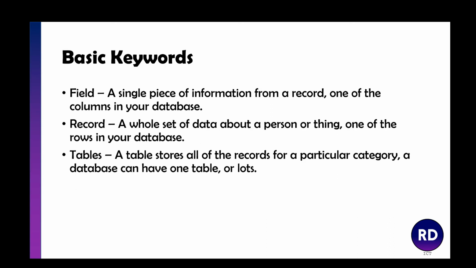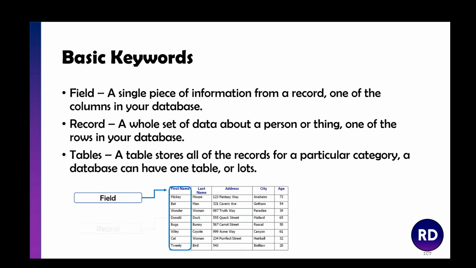So some basic keywords. You've got a field, which is a single piece of information from a record, which should be one of the columns in your database or in your table. A record is a whole set of data about a person or a thing, which is one of the rows in your database. You can see highlighted in green. And a table is all of the records for a particular category. And a database can have one table, like the one on the screen, or they can have lots.